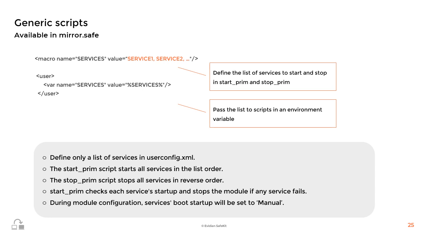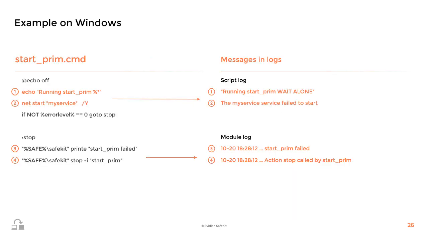The start prim script starts all services in the order specified in the list, while the stop prim script stops all services in the reverse order. Additionally, start prim checks the startup of each service and stops the module if any service fails to start correctly. During module configuration, the boot startup of services will automatically be set to manual. This ensures that services do not start automatically upon system boot, but instead, they will be initiated only when the module itself is started.